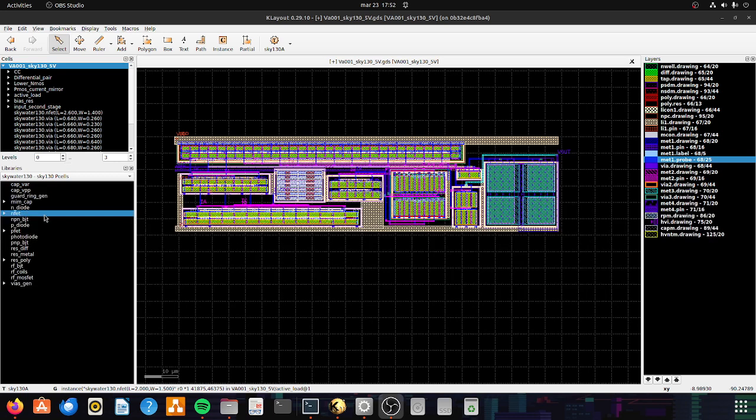Hello. Basically today I'm going to show the layout of a two-stage op amp using open source tools and the sky130 PDK. Here we have the layout. Before explaining the layout I will show the circuit.